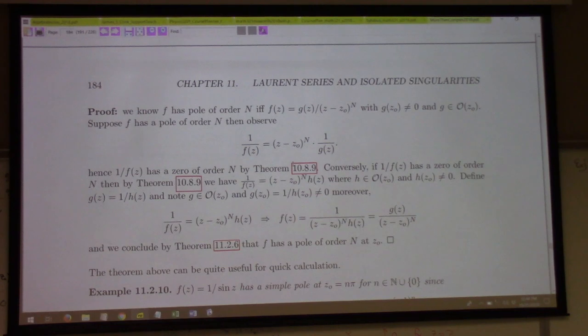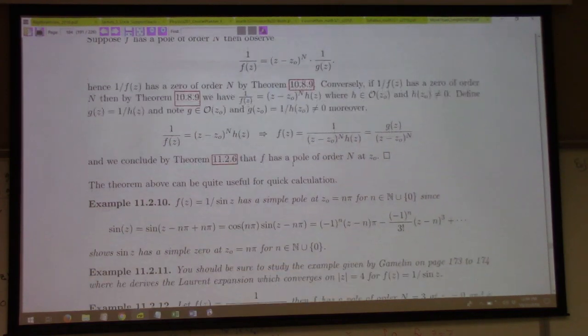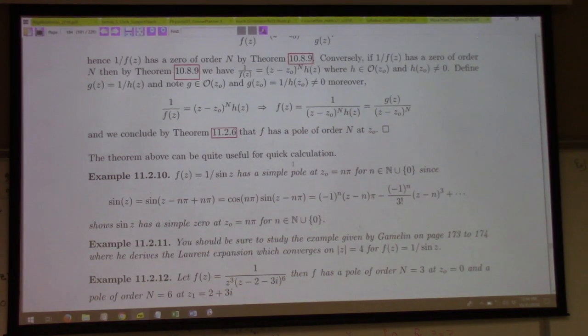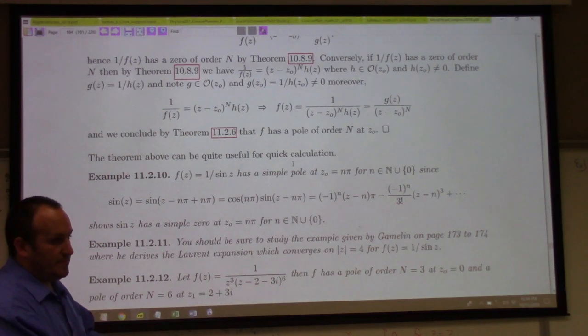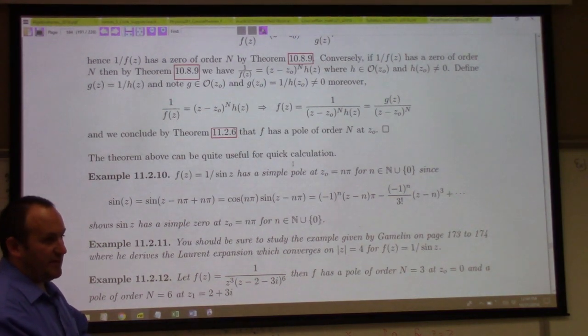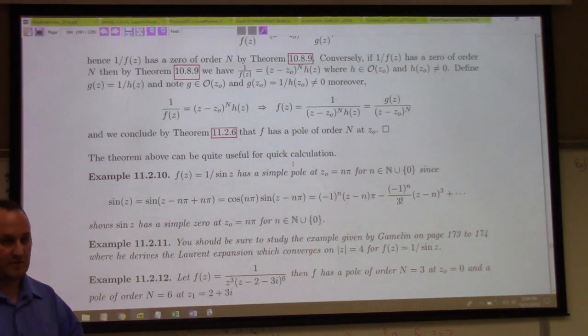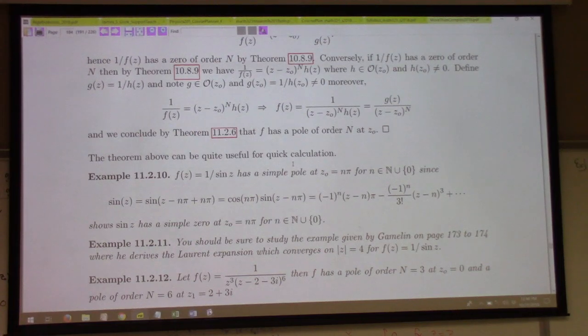n. Now, again, this doesn't seem like much when you first see it, but I tell you what, here's a powerful application right here. If we have 1 over sine z, this has a simple pole at n pi. Now, to do that directly, that would obligate you to calculate the Laurent expansion for the reciprocal of the sine function. Now, we could do that. It's within our power. But man, it's nice that we don't have to.